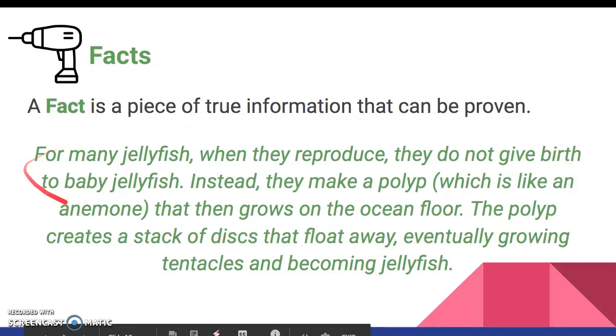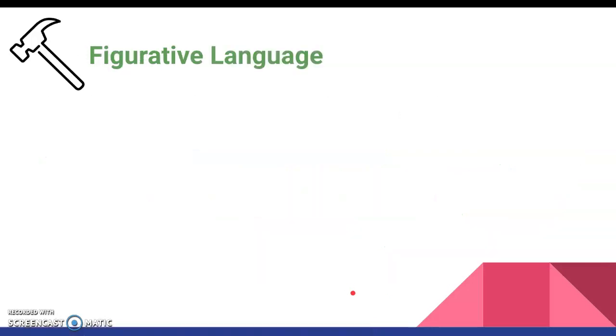I learned this fact when I was a little bit younger, and I was kind of blown away. I thought that jellyfish always gave birth to tiny little baby ones, but it turns out that they make a little seed that falls down, hits the ocean floor, turns into an anemone-looking thing. Then that makes a stack of upside-down discs that float away and become jellyfish. And then those make more polyps. It's an interesting cycle. And this helps prove that jellyfish are interesting, which helps prove my main point, that they're the best animal.